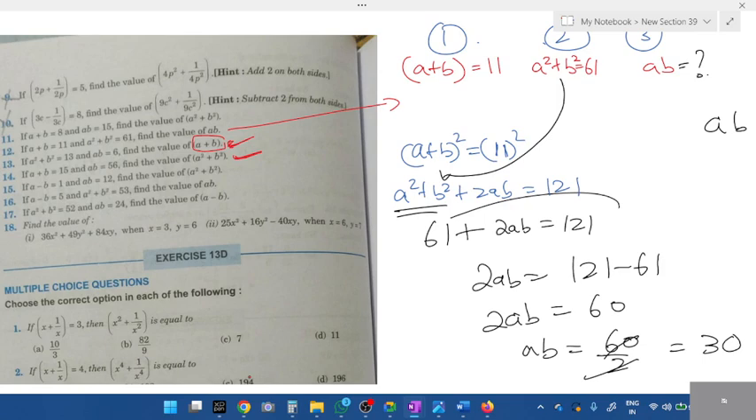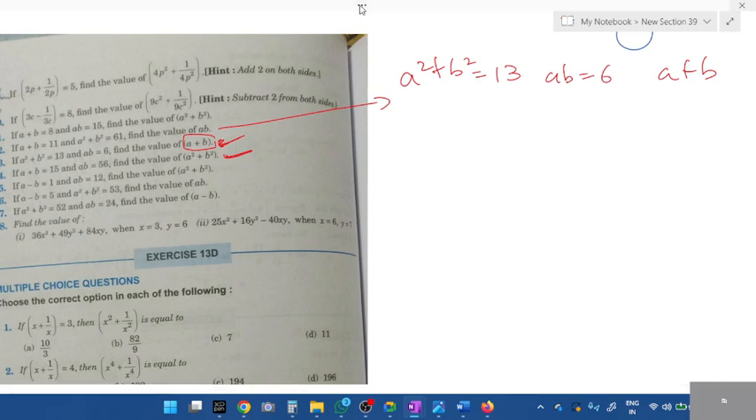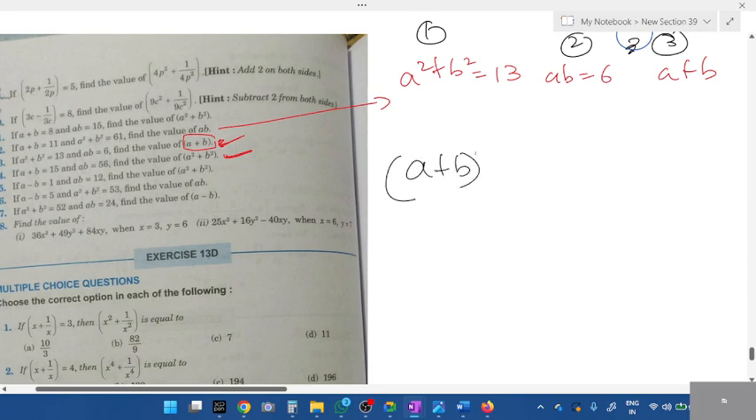Have the students done, completed? Look here, I'll show you how to solve the 13th question. A square plus b square is 13, ab is 6, and we need to find a plus b. Again, three values are given. First value, second value, third value. So we have to take the third one and square this time. We just take a plus b the whole square and square it.